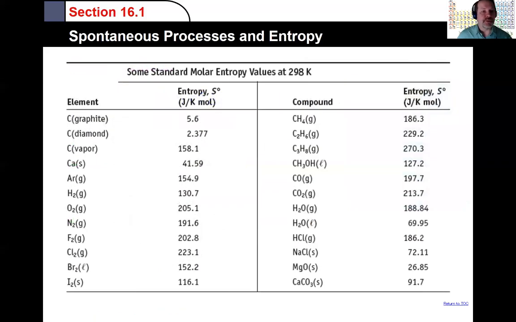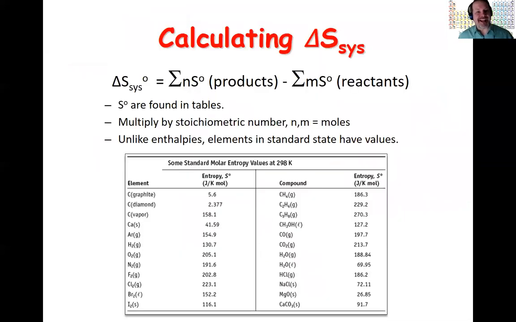These things can be enumerated, that is put into numbers. And you can take a look at the solids and different gases and liquids and get a relative idea of the calculable values that go with entropy. And you can see the units are joules per Kelvin per mole, where moles and Kelvin are in the denominator. And we can actually calculate delta S for the system by using this formula here.